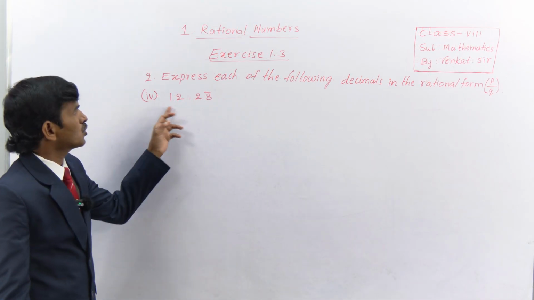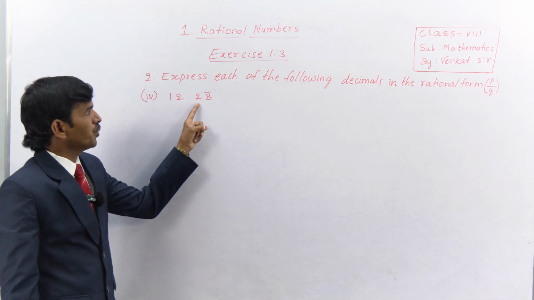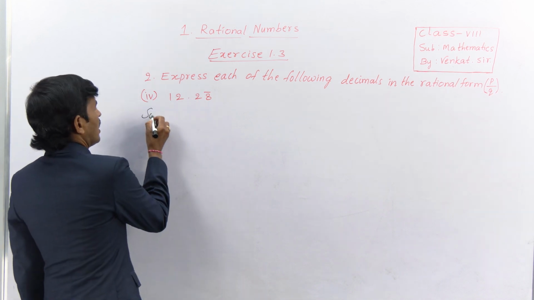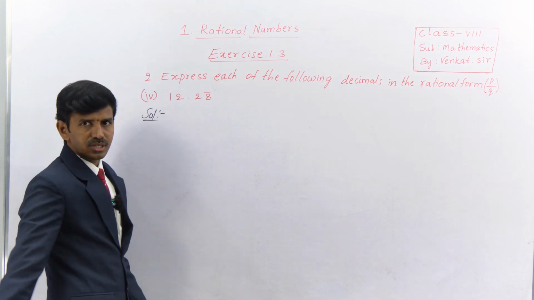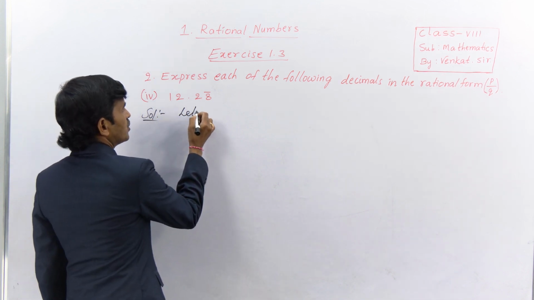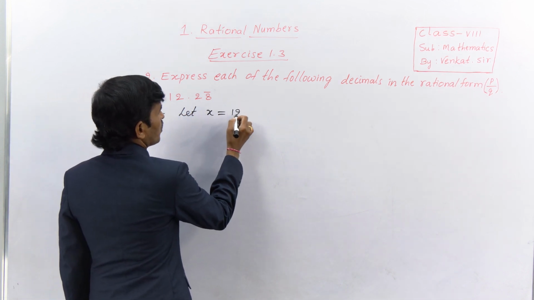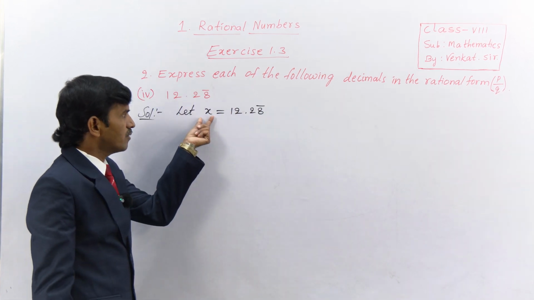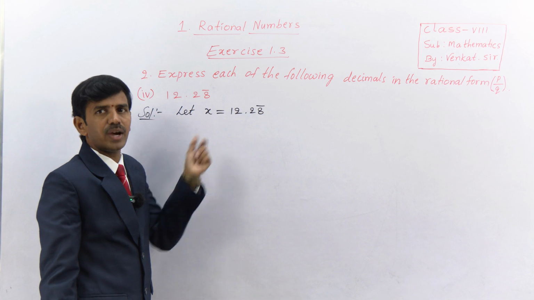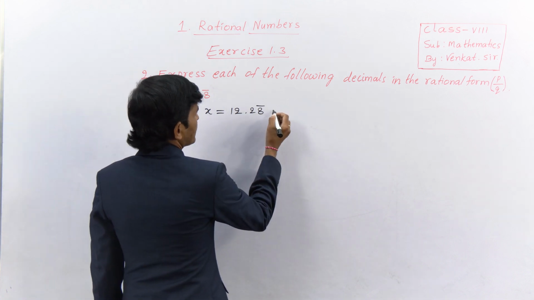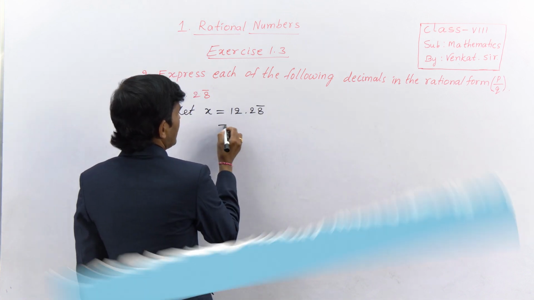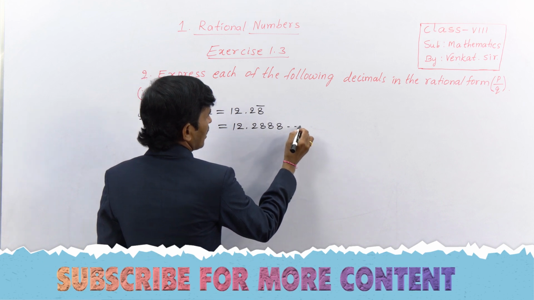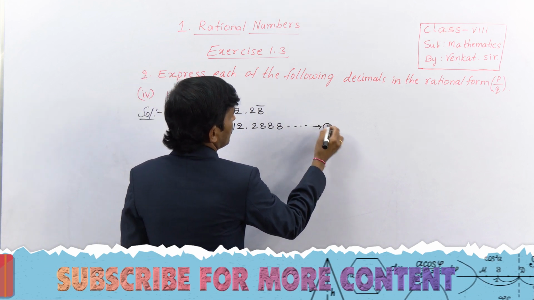Yeah, let us solve the fourth question from this bit. 12.28 bar, only the single digit 8 is recurring here. So as you know, what is the general procedure? Let us assume x is equal to 12.28 bar. Right? This decimal is a certain rational number. What is the value of this x? You need to find it. So now, what is the digit repeating in this case? So that can be written as 12.28 and so on. It is equation number 1.